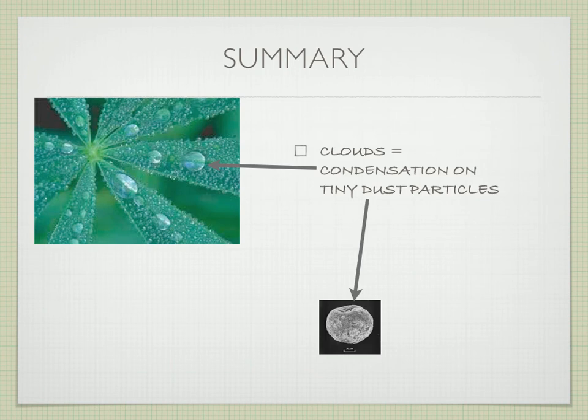So in summary, clouds are really made of condensation on tiny dust particles. So I have a picture of condensation on a leaf. So it takes that water droplet, except it puts it on really itty bitty tiny dust particles, and that picture there is of a sand dust particle from the Sahara, and it's obviously magnified by a microscope.